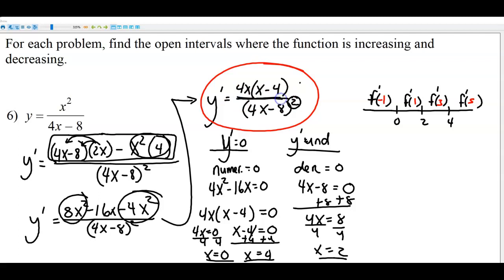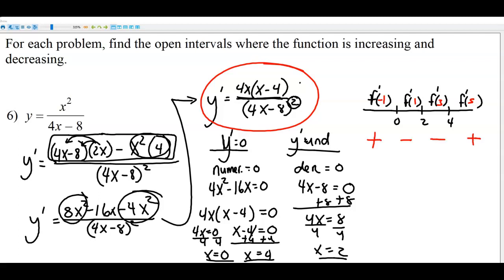It's just the top that will determine whether it's positive or negative, because the bottom will always be positive because of the square. Now those are just some suggestions to make it faster. If that's all confusing to you, just plug the number in, get an answer, and then see if it's positive or negative. But nevertheless, if you plug those numbers in, here's how it'll turn out.